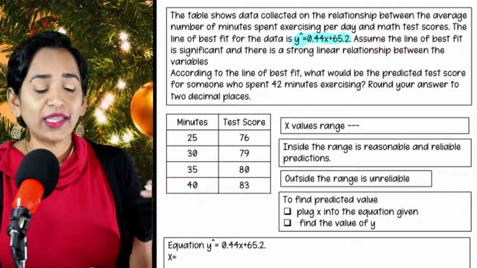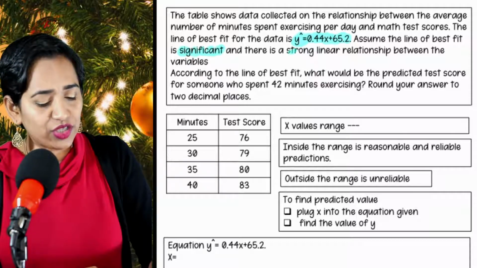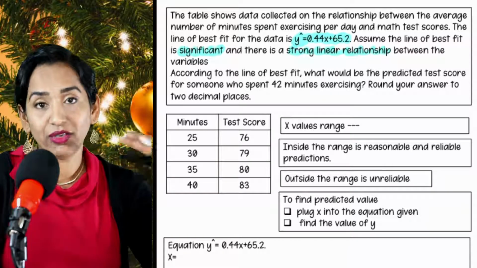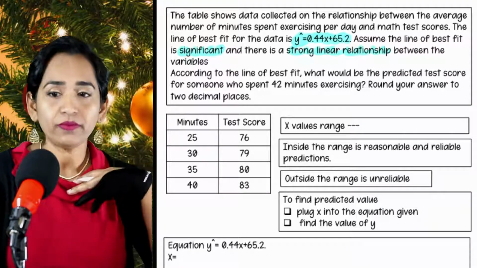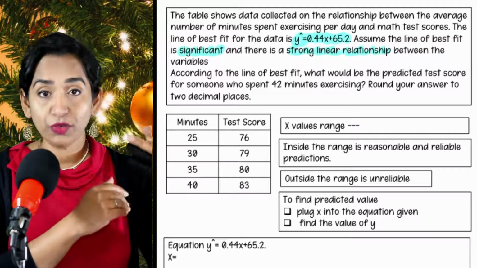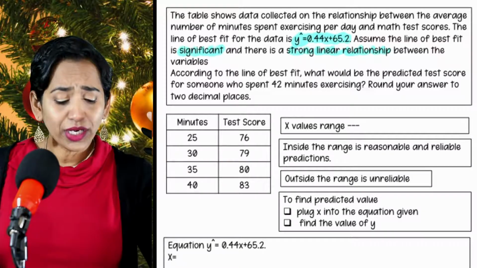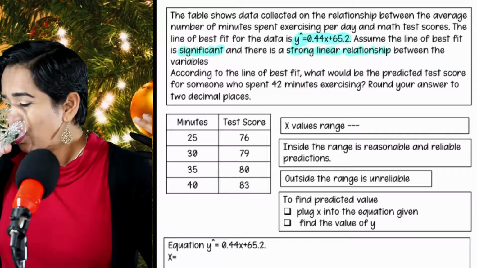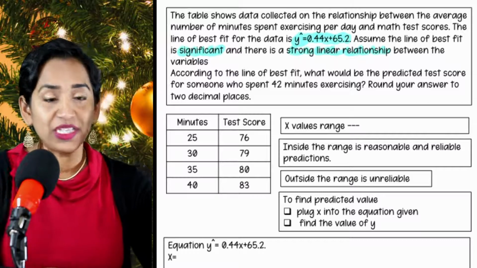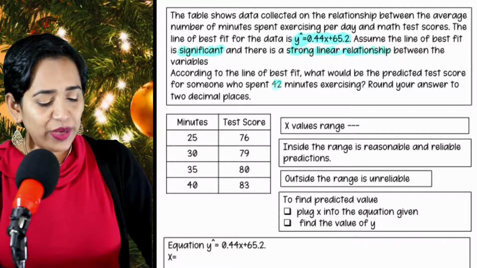Again, you find the line of best fit when it is significant, remember, and there is a strong linear relationship. When there is no relationship, what's the point of predicting, right? It could be anything. So now you know that you come to find the line of best fit only if there is a strong correlation. According to the line of best fit, what would be the predicted test score for time spent in 42 minutes?